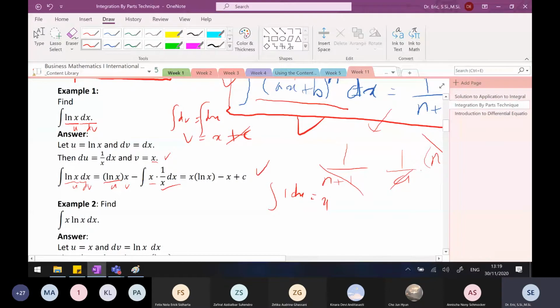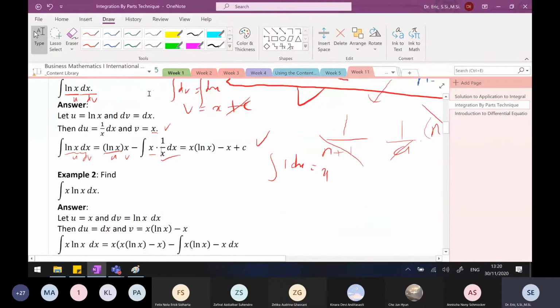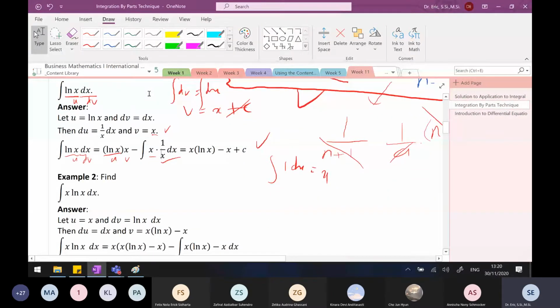So do you have any questions here? We are just applying the formula: integral u dv equals uv minus integral v du. We are just substituting into the formula. You have to memorize the formula. Just memorize the formula. But if you don't want to memorize it, do hundreds of exercises, and you will memorize it eventually.